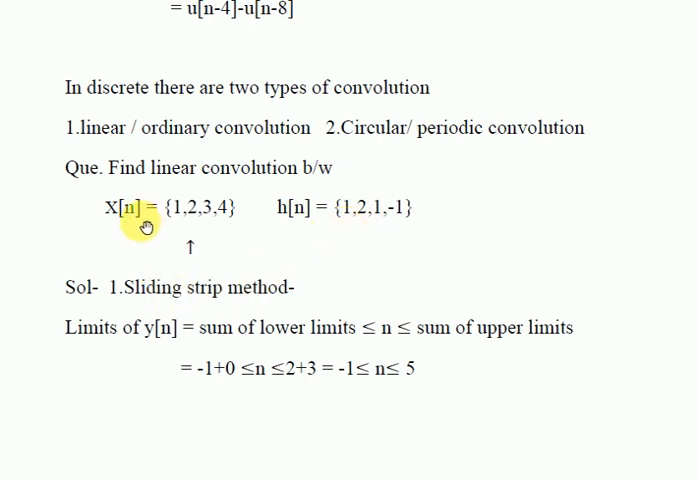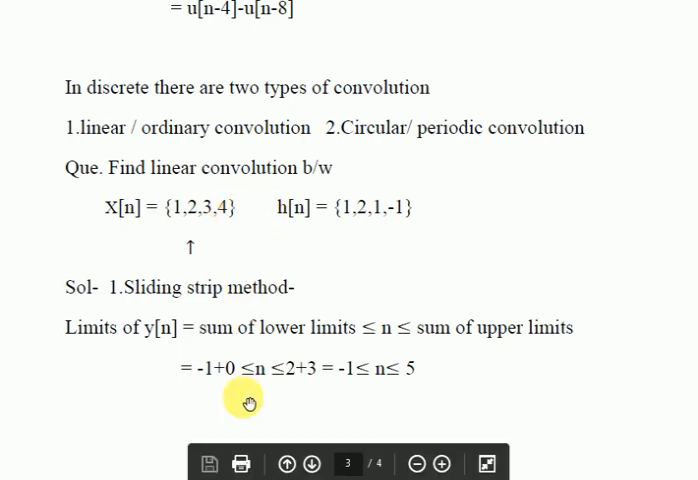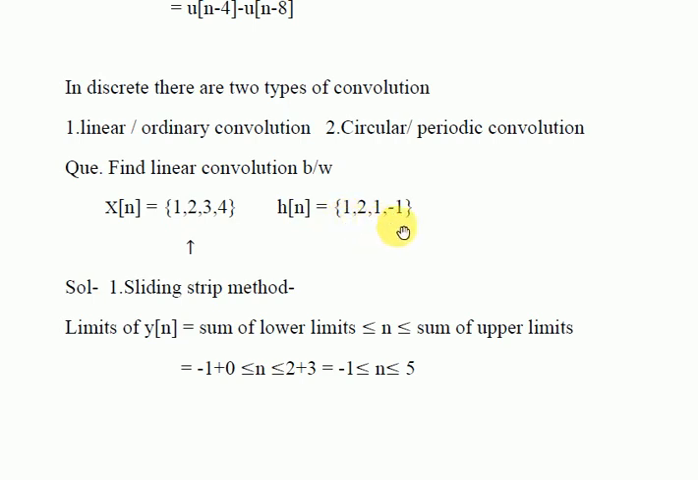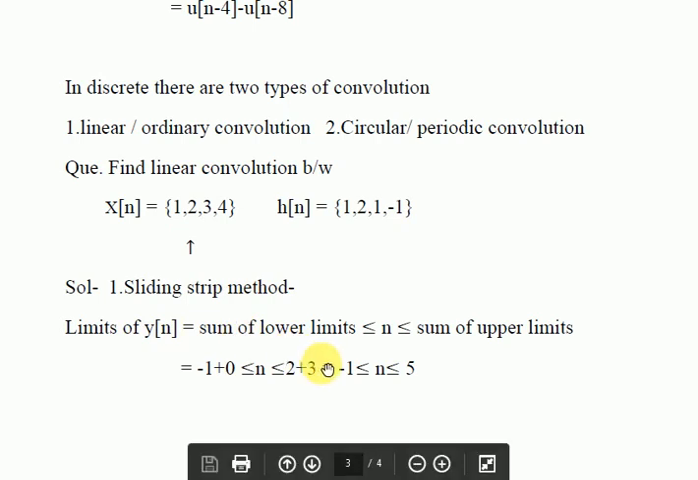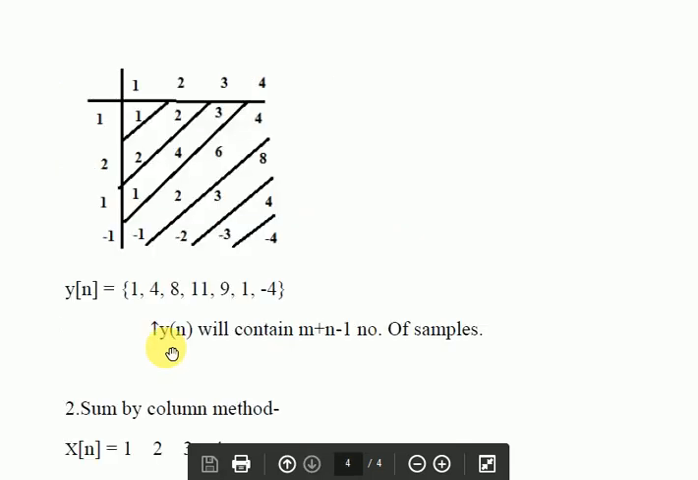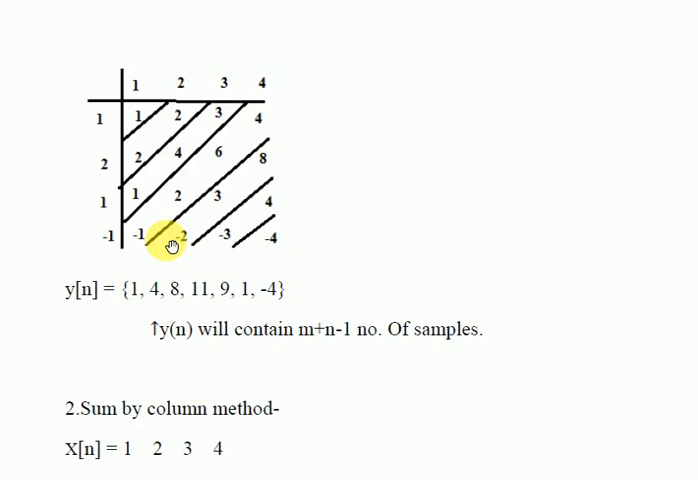So for the range of x of n, this is 0, this will be -1, this will be 1, and this will be 2. And here 0, 1, 2, 3. The first method is the sliding strip method. So you can find the limits of y of n. As I discussed earlier, the sum of the lower limits and the sum of the upper limits will be respectively the lower limit and upper limit of y of n. The first method is the sliding strip method, the second method is the column addition method. So I will go for the first, the sliding strip method.